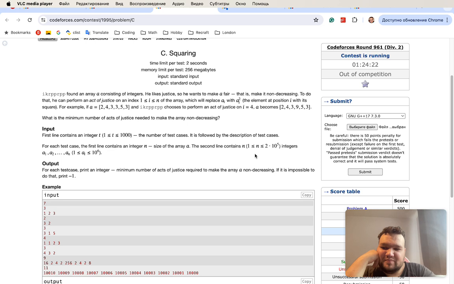Problem C. We have an array of integers. Let's make array A fair, make it non-decreasing. We can perform an act of justice. Okay. Choose index i, which will replace a_i with a_i squared. Interesting.